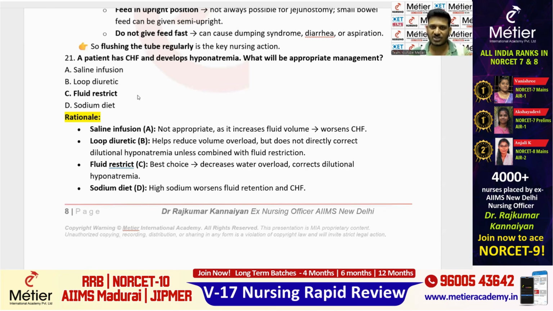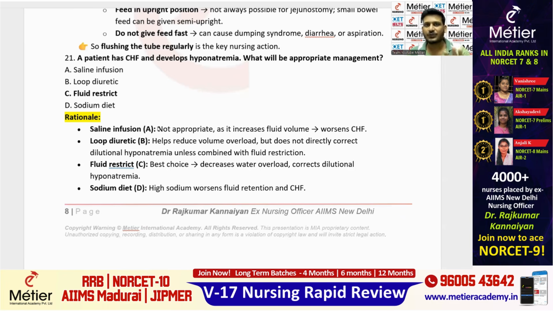Why have I selected fluid restriction? Here you can see very clearly, saline infusion: they already have fluid overload. If you are infusing saline, what will happen? Again, fluid overload is going to take place. It will worsen the congestive heart failure. And the last one, sodium diet. Even though the patient has hyponatremia, a high sodium diet worsens the fluid retention, and again it will increase the congestive heart failure. So you should not give the sodium diet also. Whenever sodium is retained inside the body, it is retained along with water and it will cause further increase in the fluid overload and worsen the congestive heart failure, right?